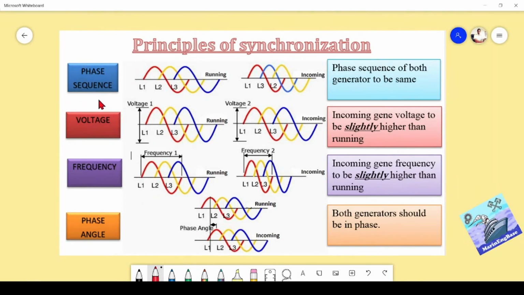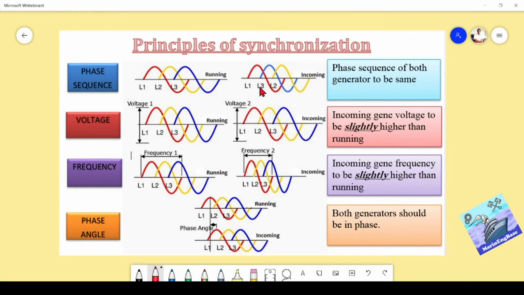The first one is phase sequence. As we know, when there's a 3-phase power supply, there will be L1, L2, L3. There are 3 phases. So suppose in your bus bar or in the running generator, the phase sequence is L1, L2, L3. That means, let's say, L3 is going first, then L2 second, and L1 is coming thereafter. So that is the sequence. This sequence should match with the incoming generator. Here in this example, it is not the same. You can see after the red, the blue one is going, but in the running generator, after the red, the yellow is. So this should be corrected.